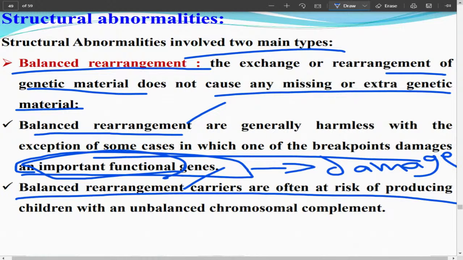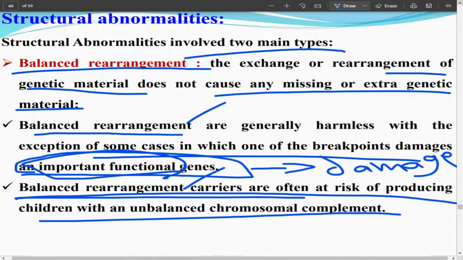Balanced arrangement carriers are often at risk of producing children with unbalanced chromosomal complements.